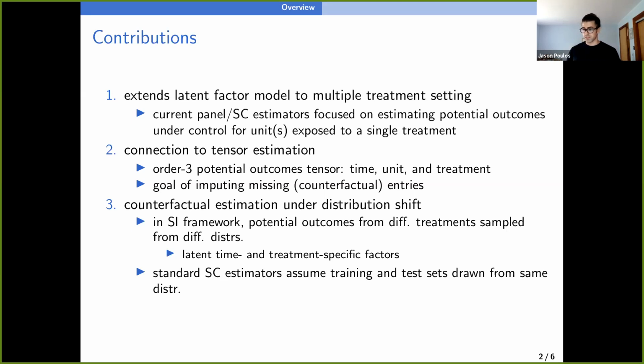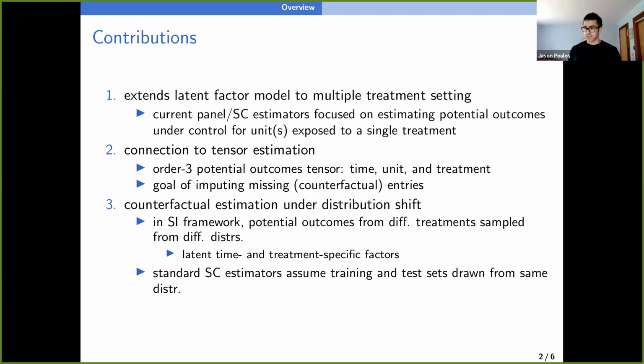In the paper, there's a section on a connection to tensor estimation, where we could think of potential outcomes as an order 3 tensor, where each entry is a time, unit, or treatment potential outcome. And this is a very natural fit for this type of estimating potential outcomes. We can think of it as a matrix or a tensor completion problem. So I think that's an exciting development.